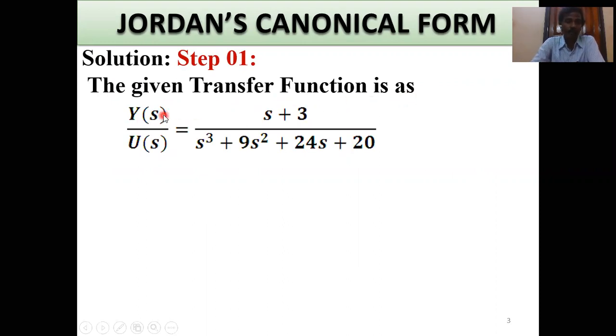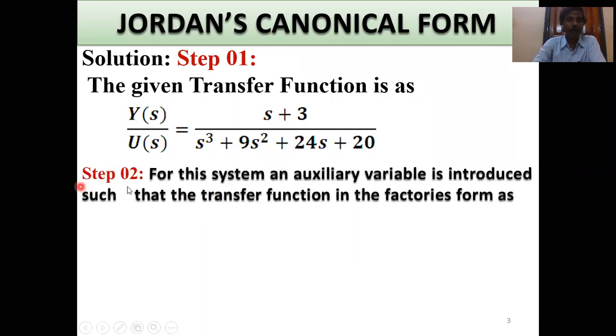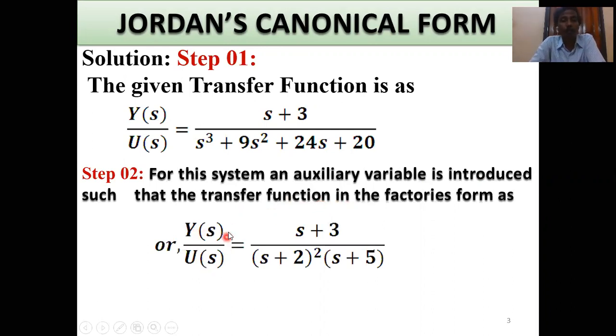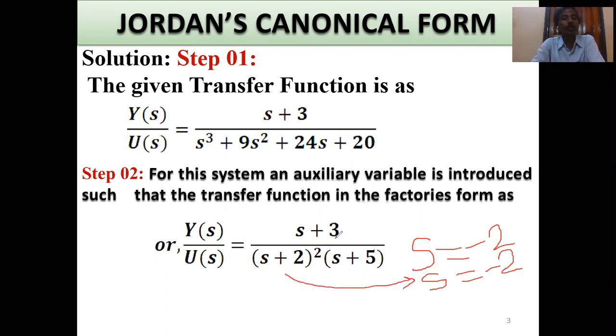The given transfer function is Y(s)/U(s) equals (s + 3) by (s cube + 9s square + 24s + 20). This is the transfer function where the numerator terms are called zero positions and the denominator is called poles positions. Step number 2, for this system, an auxiliary variable is introduced such that the transfer function is in factorized form. This is the factorized form: Y(s)/U(s) equals (s + 3) by (s + 2) whole square into (s + 5). So here we have repeated roots, at s equals minus 2, one pole, and s equals minus 2 another pole. So with repeated roots in this situation, we can apply Jordan canonical form.